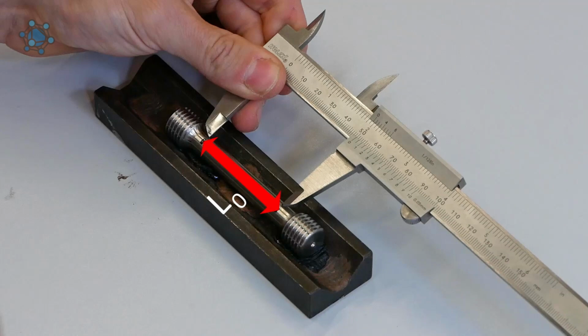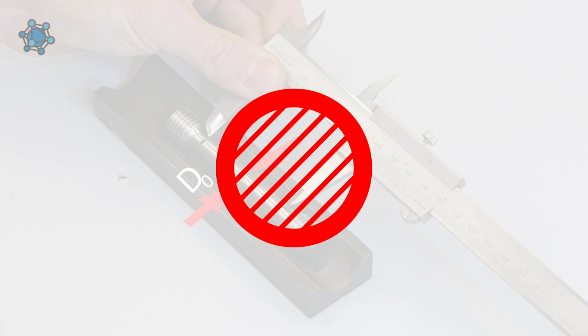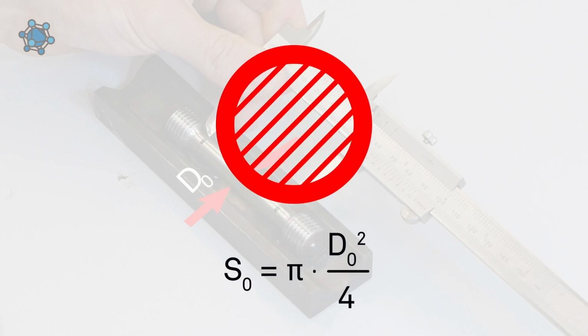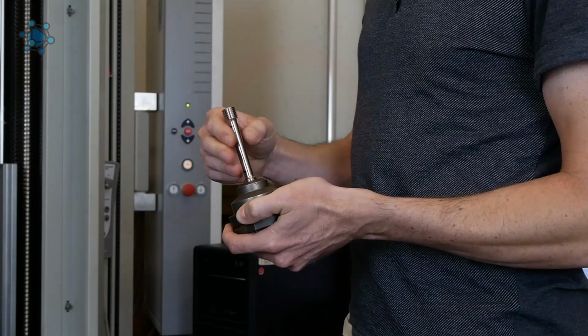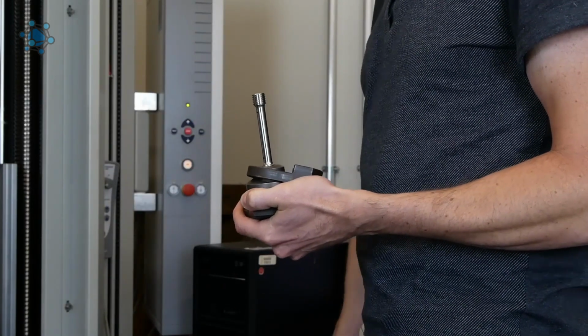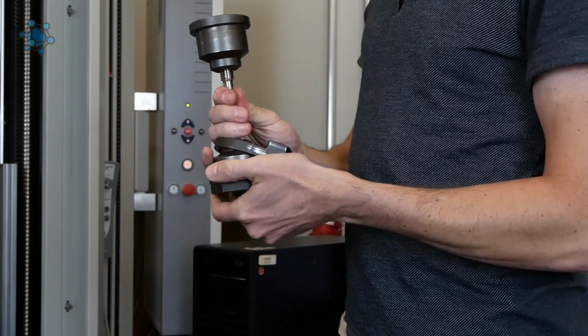Before starting the test, we'll also note and check the original diameter, D0. From it, we can also calculate the original cross-sectional area, noted as S0, just by using the relevant formula for the area, in this case, a circle. The test specimen is then screwed into threaded grips on both ends, which will in turn be inserted into the testing machine.